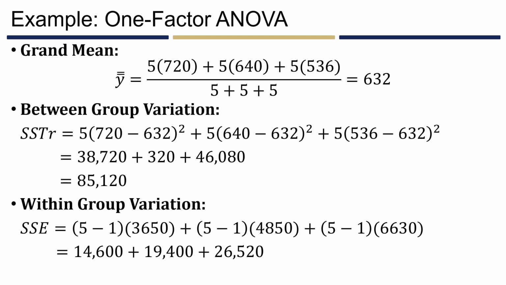Notice again that each group is going to make some kind of contribution to the total SSE. Groups that have smaller sample variances are going to make smaller contributions, so the computer science majors make the smallest contribution to the SSE, while the history majors make the largest contribution. And this sum gives us our total within group variation of 60,520.